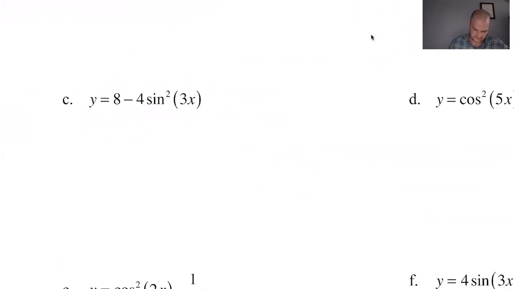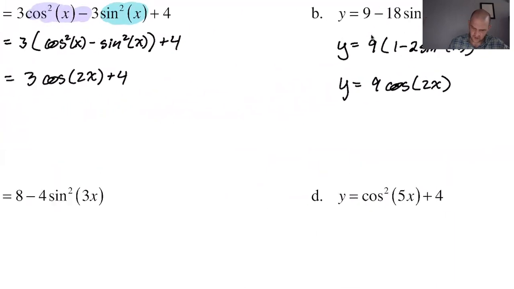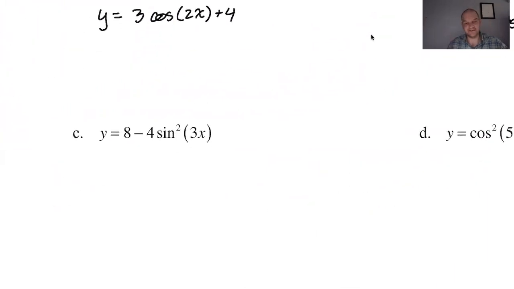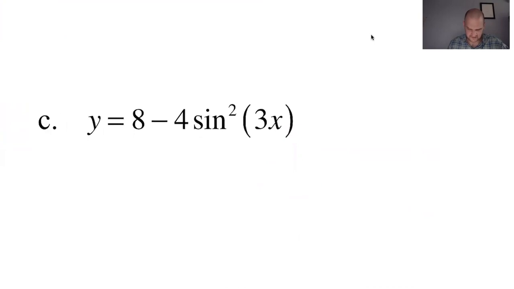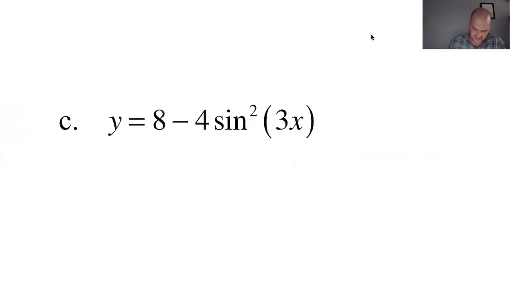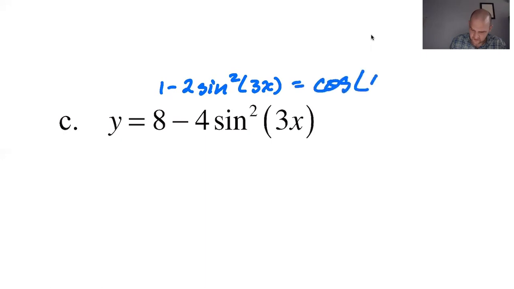Let's look at this. Is this the same problem? It's like it, but not it. All right, so how am I going to do this? My goal is to end up with 1 minus 2 sine squared of 3x. That's what I want, because that'll be the cosine of twice whatever I'm dealing with, so it'll be the cosine of 6x. So I need to make that happen.